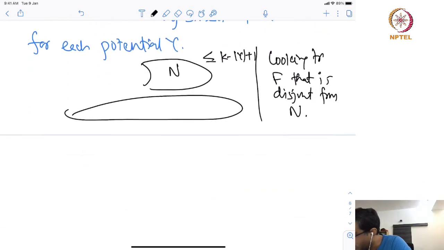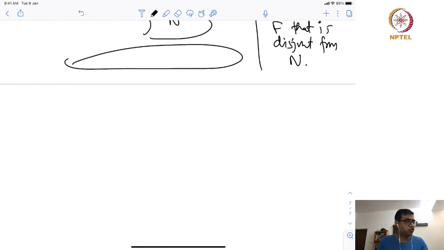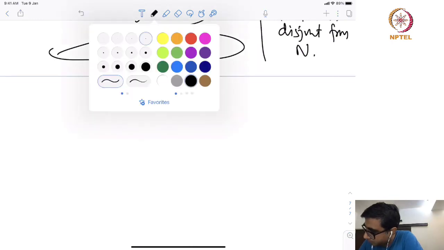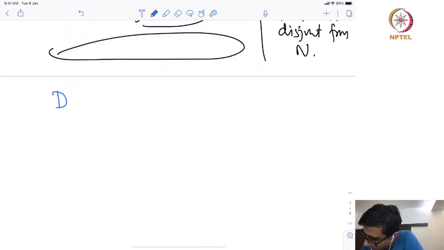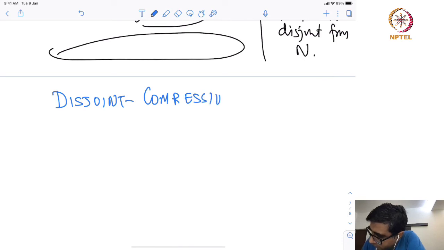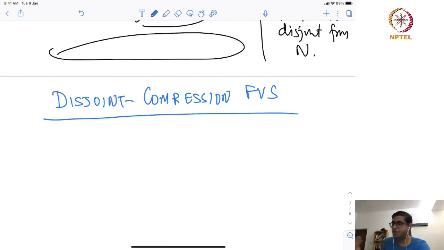So, what problem am I creating? In general, the problem which you will get to solve is the following. This is what is called the disjoint compression problem, disjoint compression FVS. These are generic steps. Feedback vertex set is just one example to illustrate, but you could try to do this for odd cycle transversal, vertex cover, any of the problems you have seen.